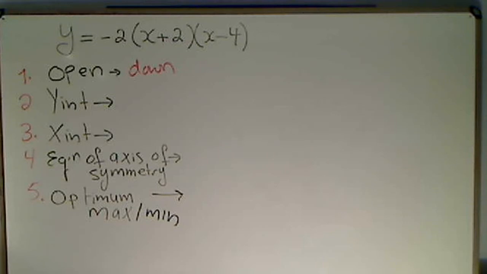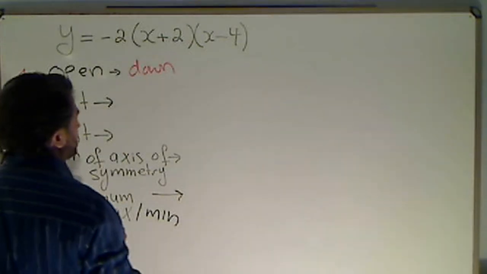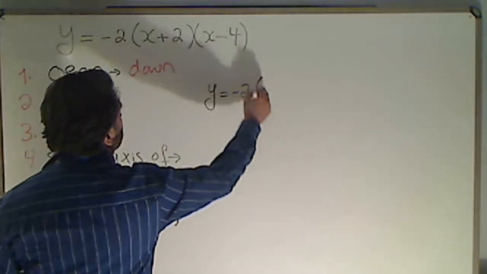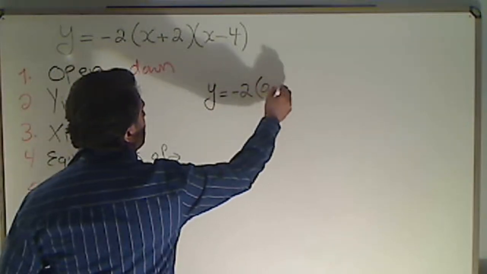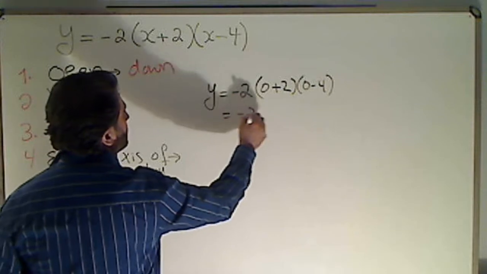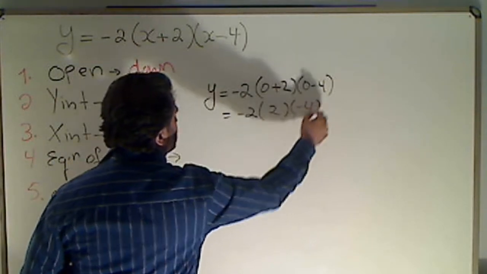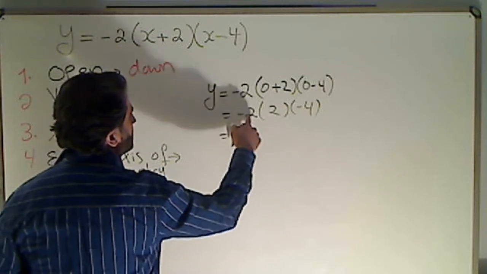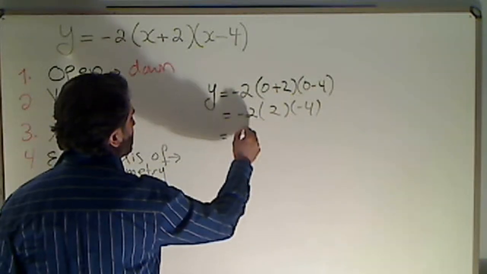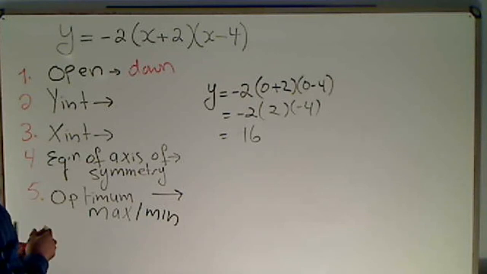To find the y-intercept, which is the second step we mentioned in the previous video, to find the y-intercept of any relation, we substitute for x 0. So in order to find the y-intercept, I'm going to show it right here, the steps: y equals negative 2, we substitute for x 0, so 0 plus 2, and 0 minus 4, and this would equal 0 plus 2 is 2, 0 minus 4 is negative 4. This is going to be negative 2 times positive 2 is negative 4. Negative 4 times negative 4 is positive 16.